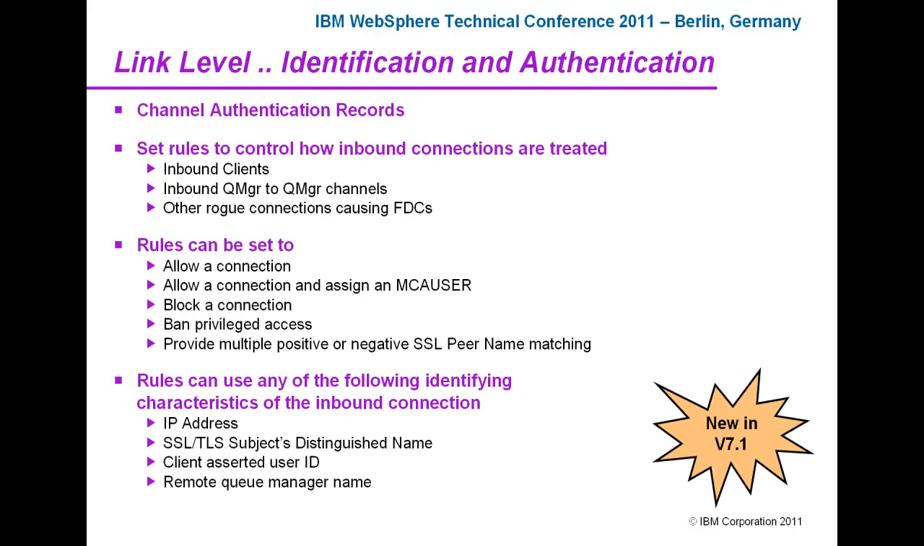The rules can be set to allow a connection to come in, to block a connection, to allow a connection in and assign it a particular MCA user to run under, to ban privileged access. Privileged access is my term for MQM group access on all the different platforms. To provide multiple different positive or negative SSL peer name matching. So no longer do you just have that one field on the channel, you can now make multiple rules applying to the same channel with differing SSL peer name patterns.